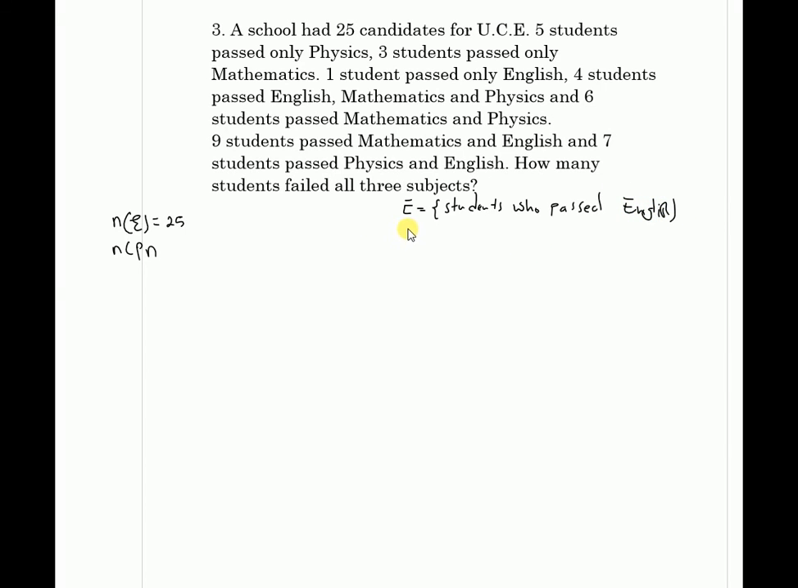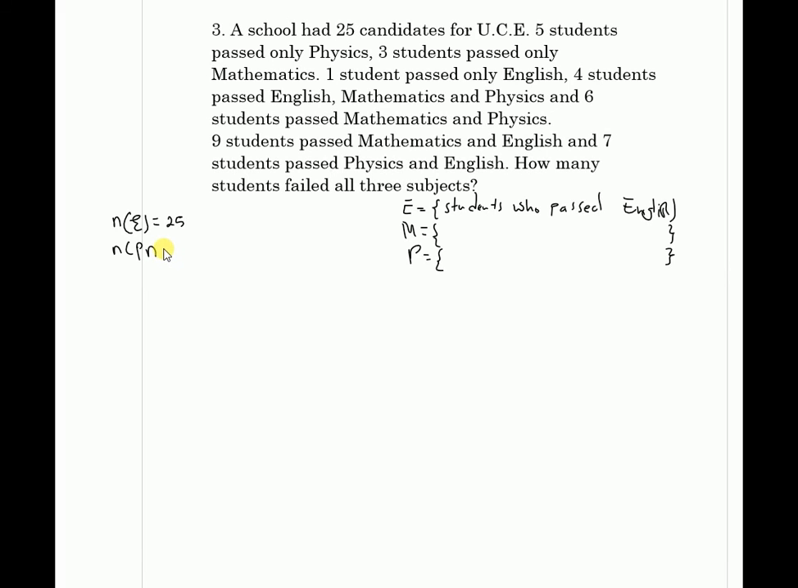And similarly, we have M for those who passed mathematics, and P for those who passed physics. So when you see M, you see P. P is physics, M is mathematics, and E is English. You are supposed to write these things properly. I'm just illustrating there so you know what you are doing.